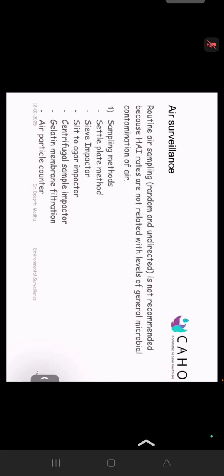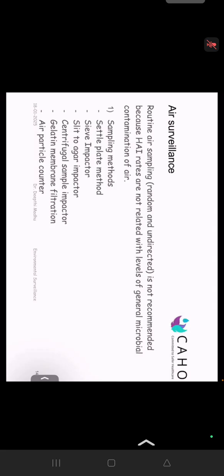This is what is being done, or what requires to be done, on a routine basis. The periodicity, the sample collection, the methodology, the interpretation, everything we have covered. Now we come to air surveillance.